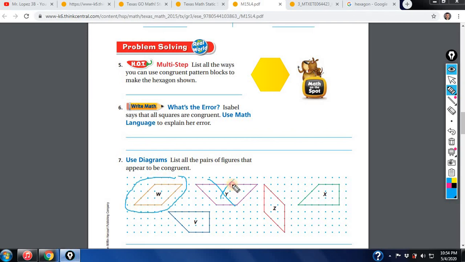W and Z are congruent. Same size, same shape. V and X are congruent. Same size, same shape. Again, different positions, but that's okay. It's still the same size, and it's still the same shape. They will try to throw you off by putting them in awkward and weird positions. And visually, if you know what congruent means, same size and same shape, you're good.